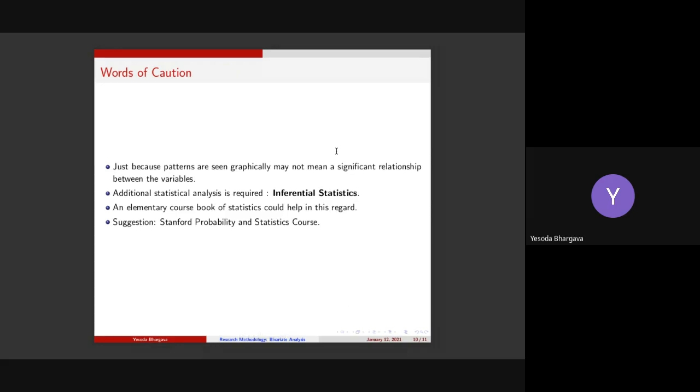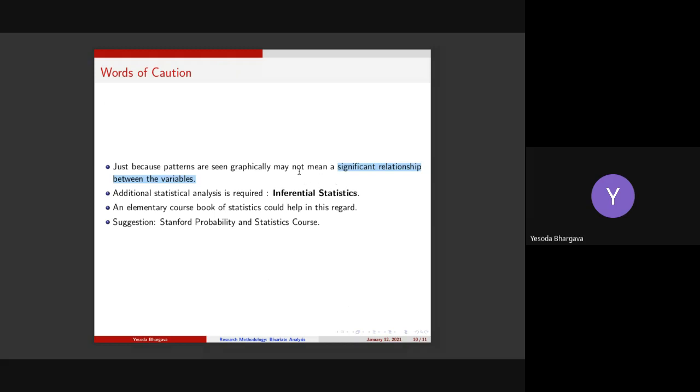So there are some words of caution. Just because we have seen certain patterns graphically or in a table, they may not mean there is a significant relationship between variables. To understand that there is a significant relationship between variables, there is a step conducted by statisticians, which is beyond this module, but it relates to computation of p-values. So additional statistical analysis is required, and that is part of deeper inferential statistics.